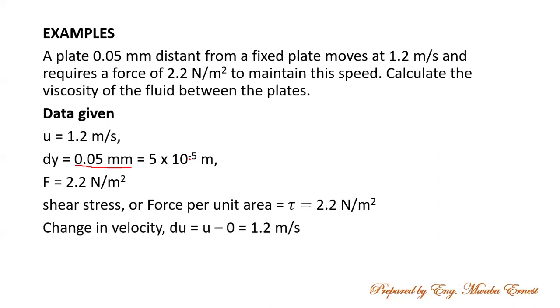Then what happens? We are talking about the change in velocity, du. This change in velocity is the difference in velocity between the two plates, the one on top and the one below. The one on top is moving at 1.2. The one below is fixed, which means it's 0. So the difference between them is 1.2 meters per second.